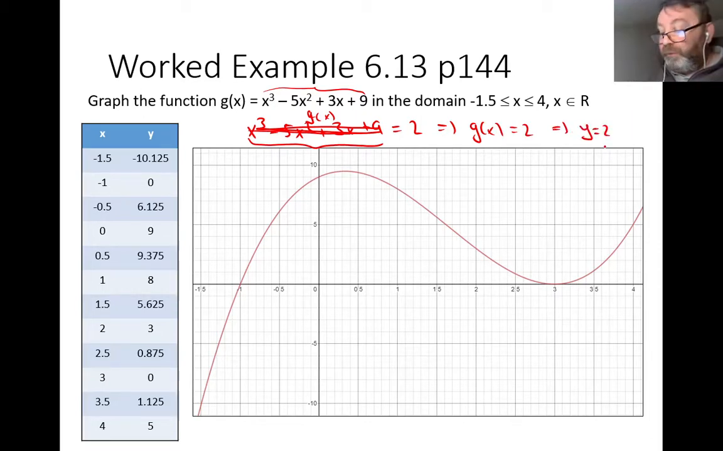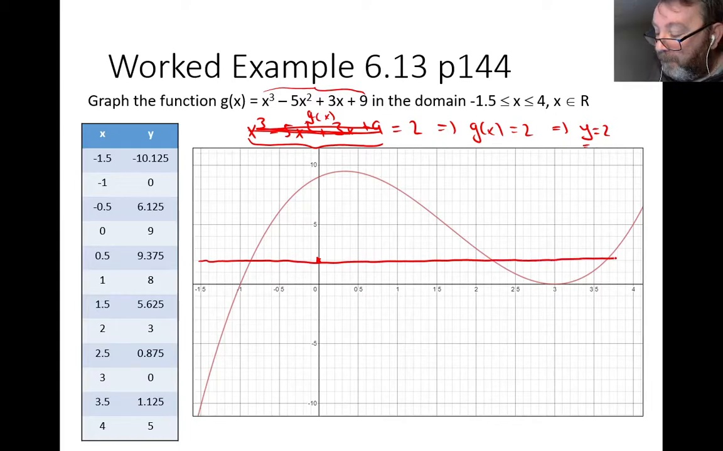Now, what do I do in a situation like that? I go to the y-axis and I go to the value 2, which is there, and I draw a horizontal line through it as best I can. And that line there is the line y equals 2. And wherever it cuts the graph, I drop perpendicularly onto the x-axis. And I get 3 solutions.